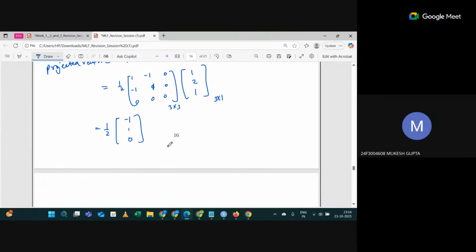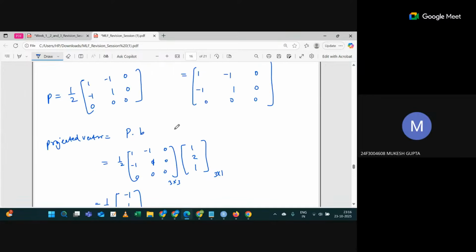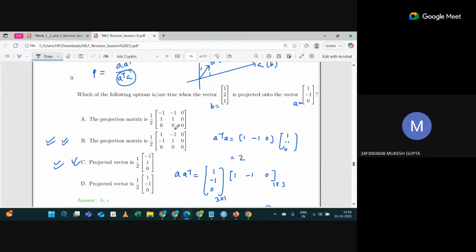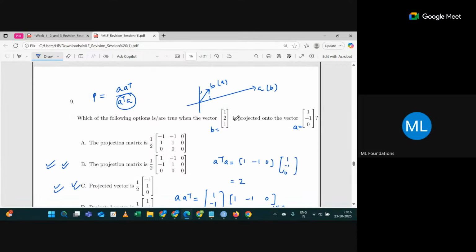So this one in the question, sir. The first one you have taken as B. Don't memorize it as B; you can take it as A. So what you have to understand is that this is B onto A, right? This is the projection of B onto A.